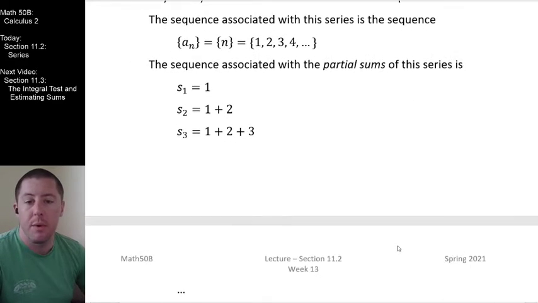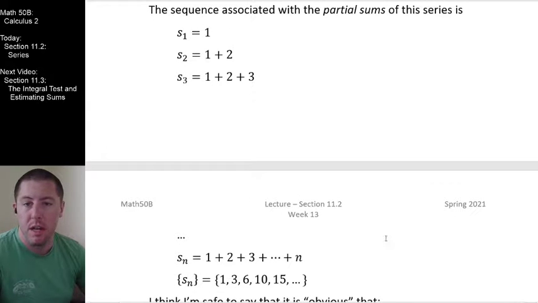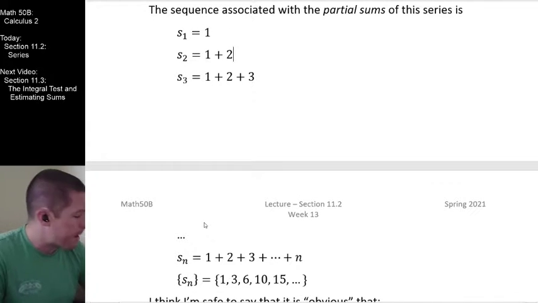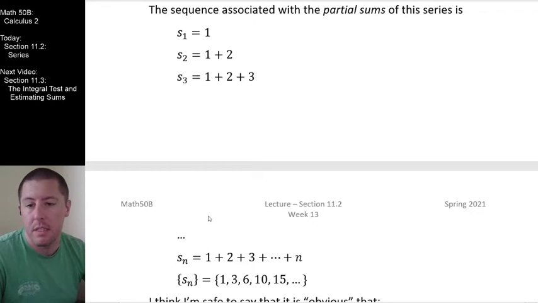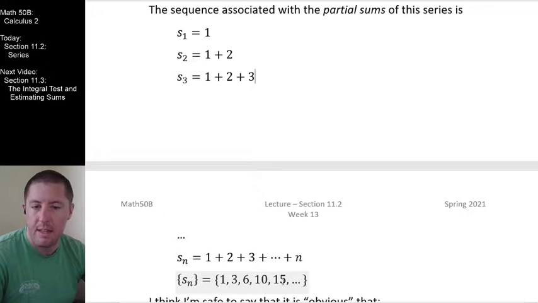So what we can see that we're doing here when we look at these partial sums, S1, S2, S3, is that we can form a sequence of the partial sums, right? So what I can see here is we're going to get 1 and then 3 and then 6 and then the next one would be 10 and then 15.